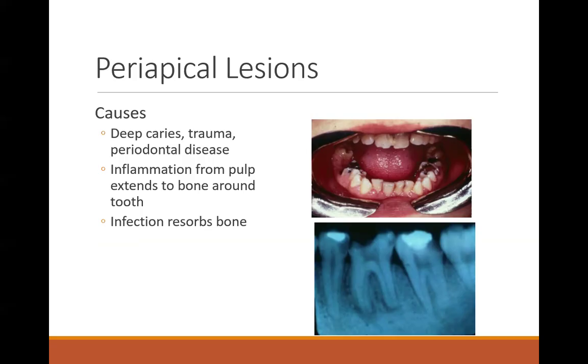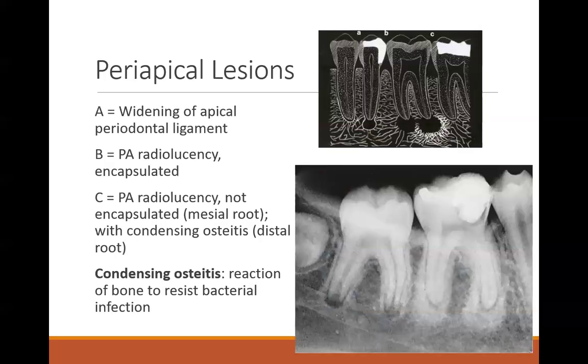A lot of times it can also happen with trauma or periodontal disease. Basically, what's happening is you have an inflammation from the pulp and it extends all the way down into the bone around the tooth. That's where the bone starts to degrade and you get that radiolucent area around the apex of the tooth. The infection actually resorbs the bone down there.